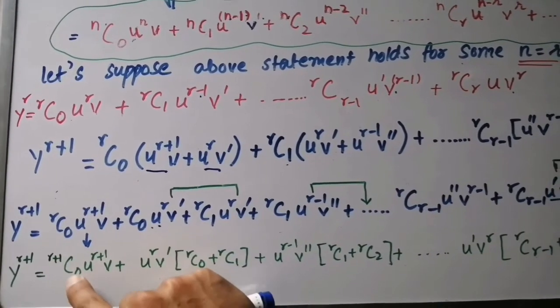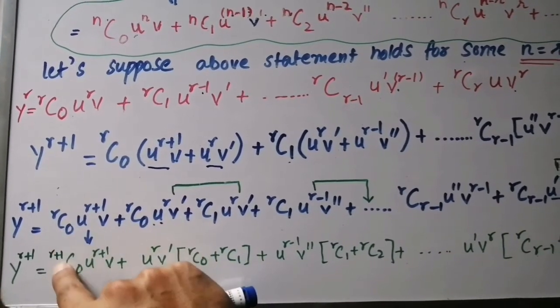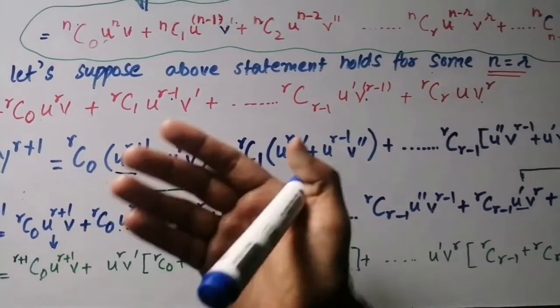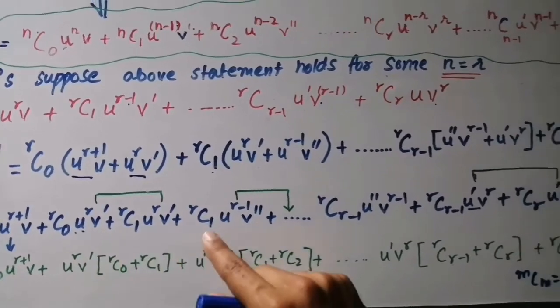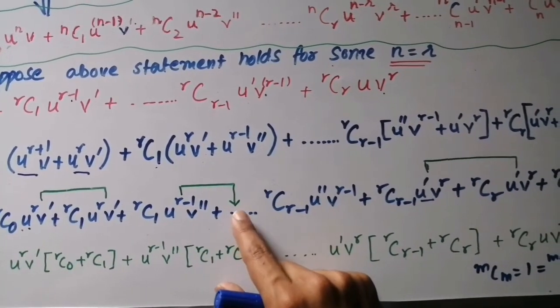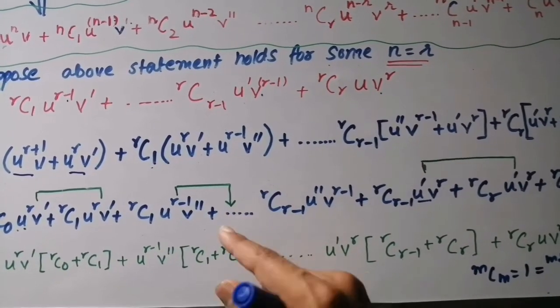So I have modified this rC0 as r plus 1 C0, because the answer of both will eventually end up to 1. So this term will get resolved with the term that will appear inside the dot. That is basically, I have not written the term here.